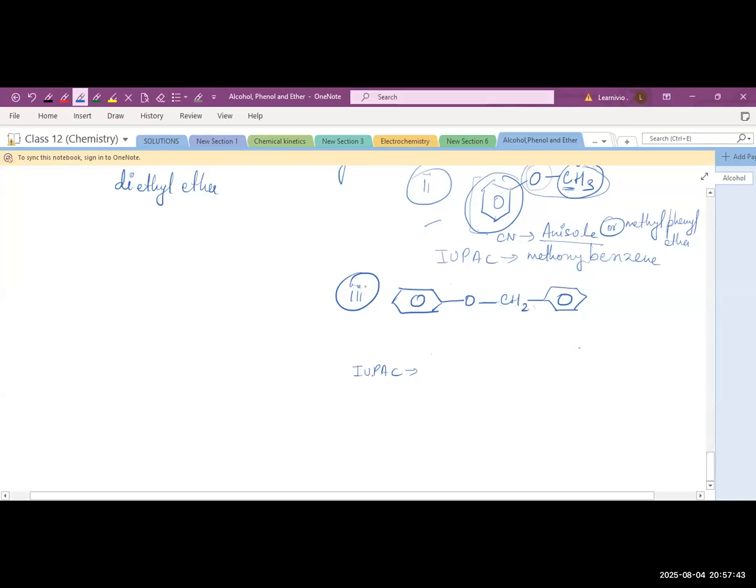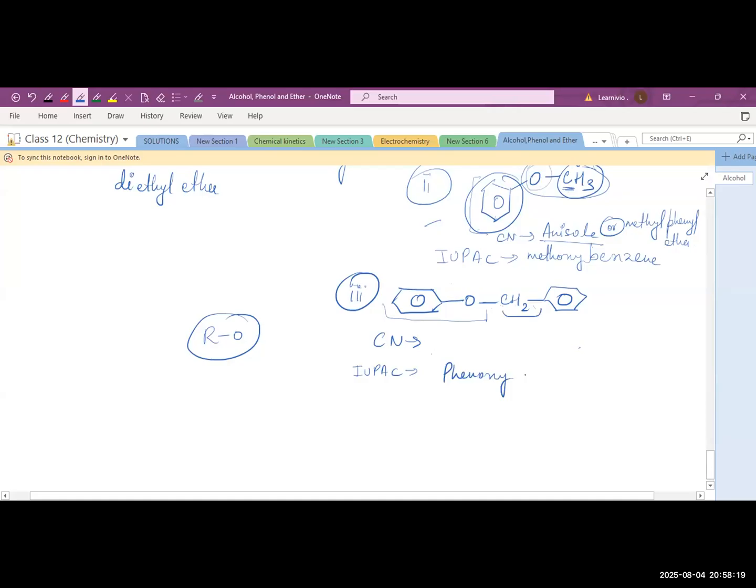First, tell me the IUPAC nomenclature. Let's see the IUPAC nomenclature, then we will discuss how to write the common name. So how will we write the IUPAC nomenclature? You can see over here, this is phenoxy, right? The phenyl ring is attached to the oxygen, just like when an R group is attached to O we call it alkoxy. Here it is an aryl group, so aryloxy, and the aryl here is basically a phenyl group. So we call it phenoxy, right?